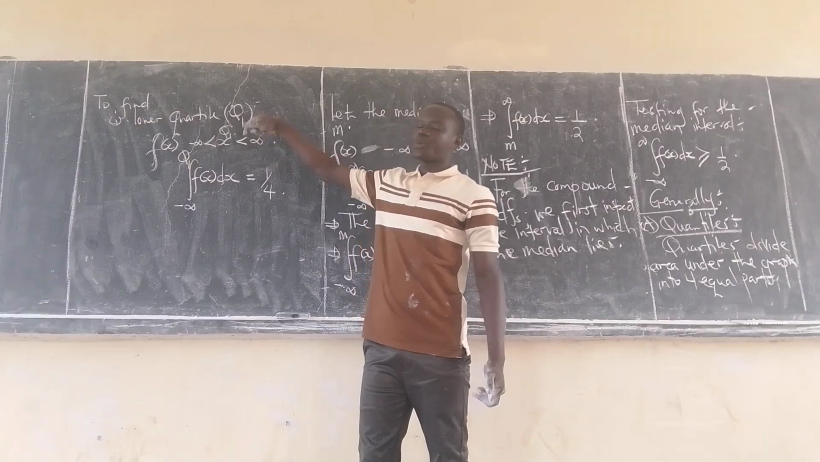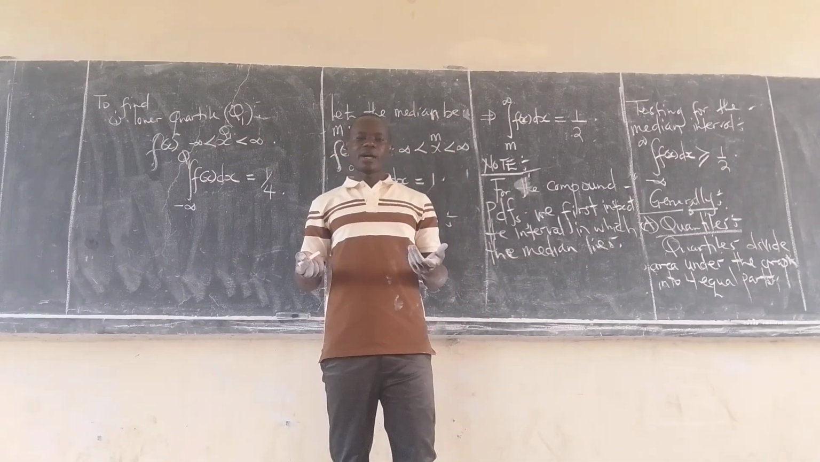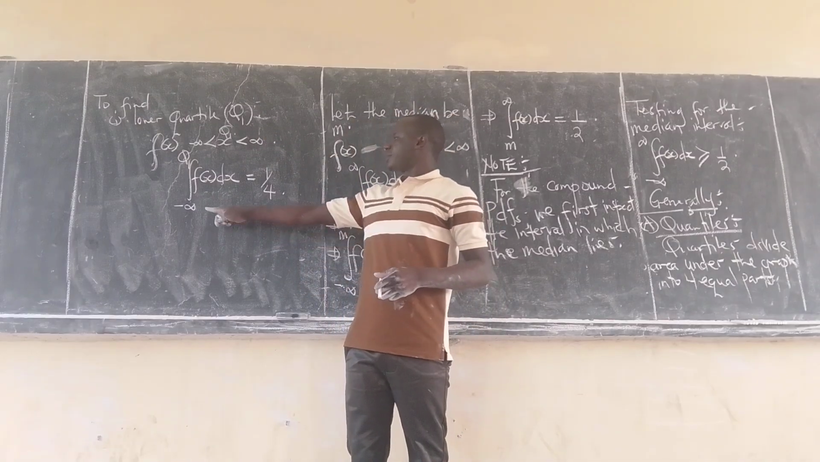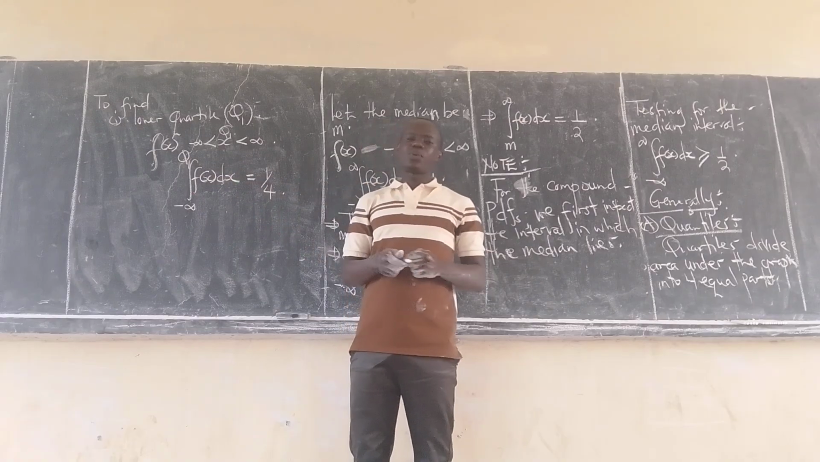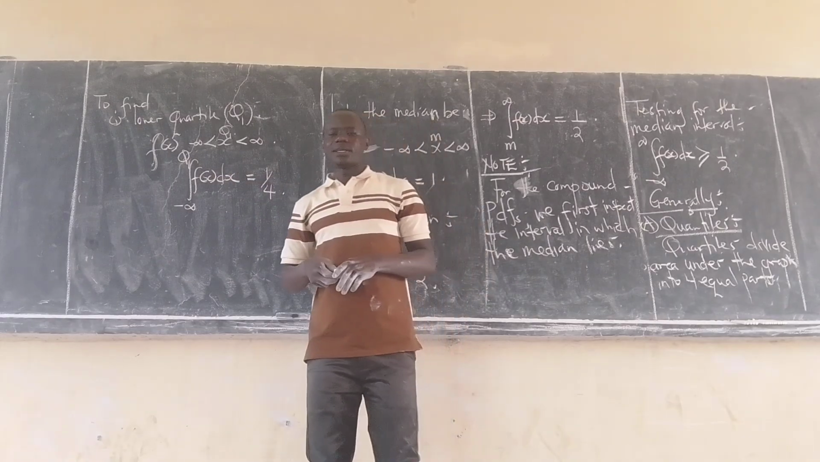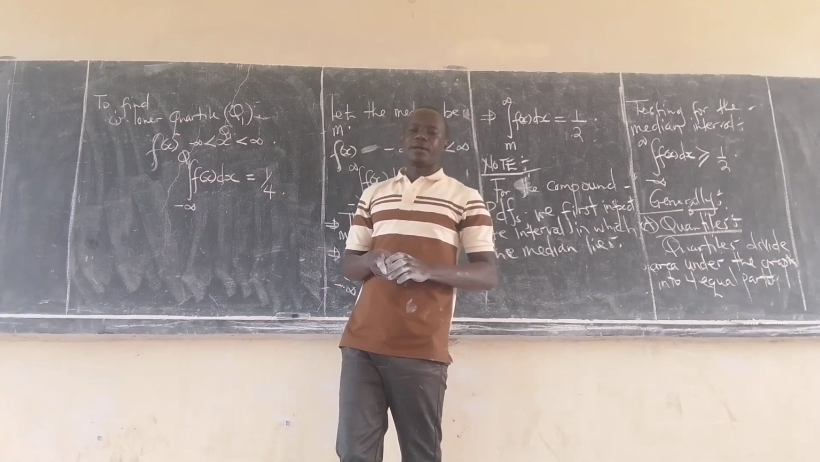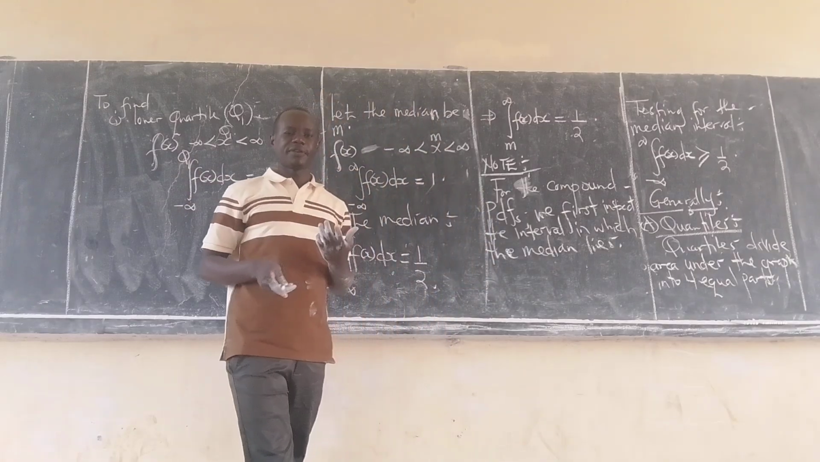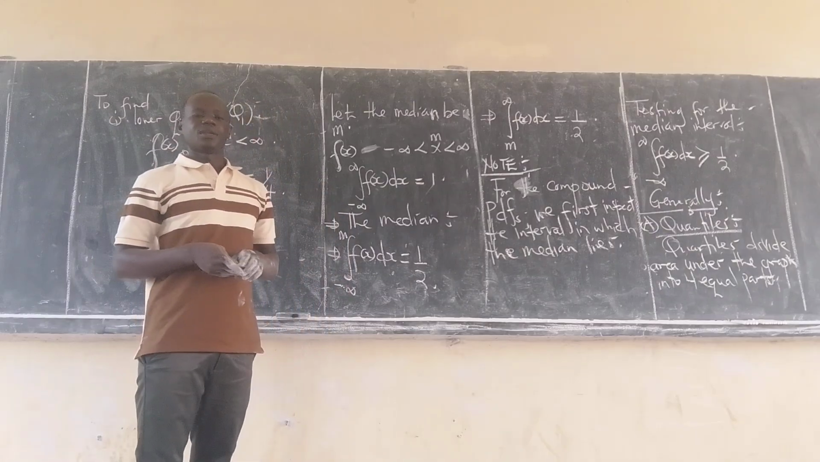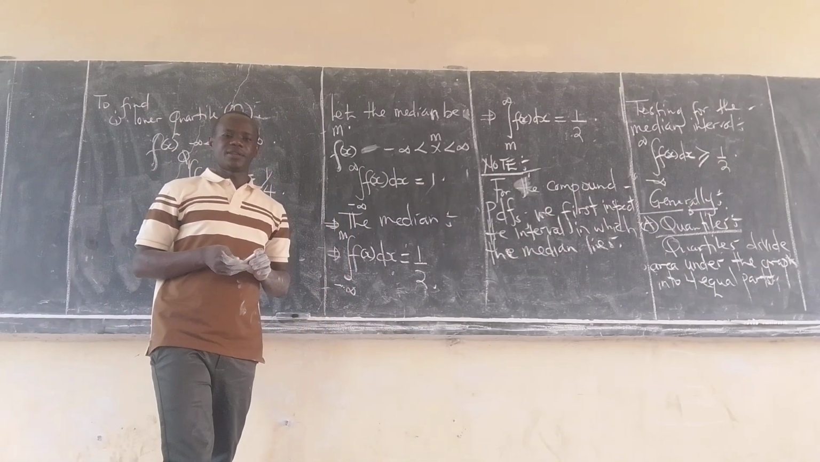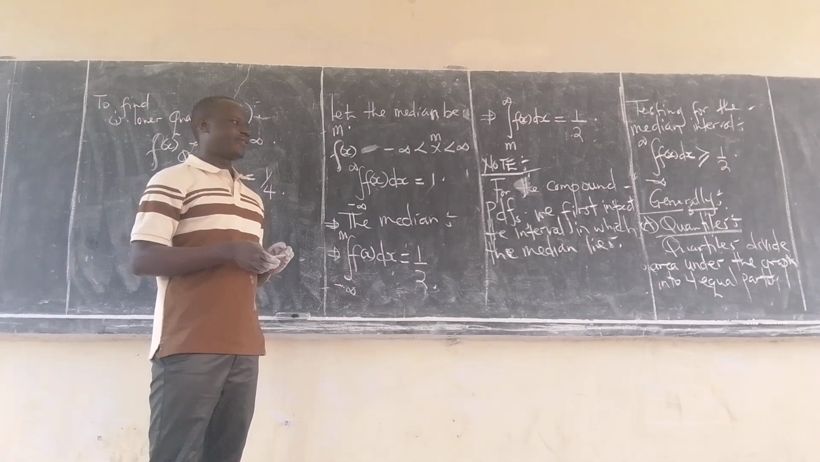So if it is the Q1, it is represented by a quarter, and the integral must give you that probability as a quarter. So when you equate this and you get the value of Q1, it must be a value within the range of values of x given in which the PDF is defined.